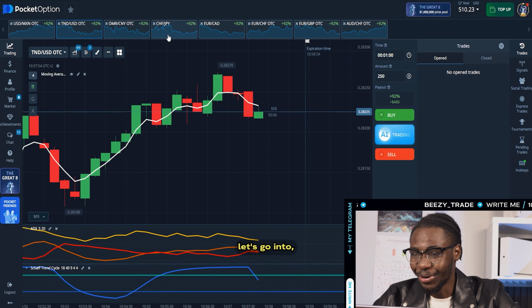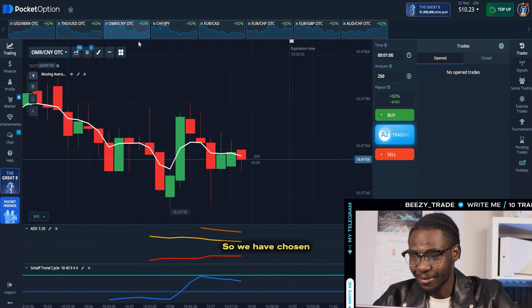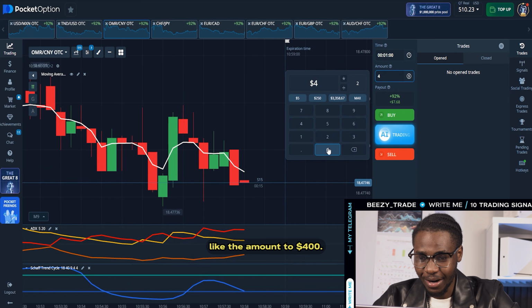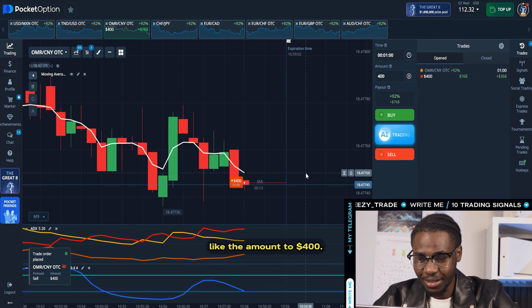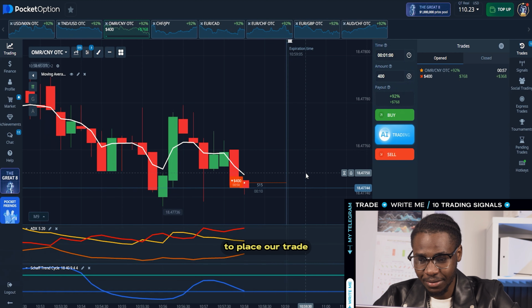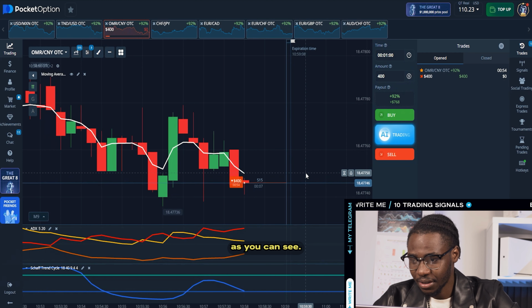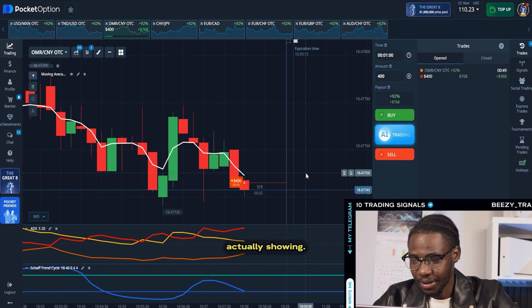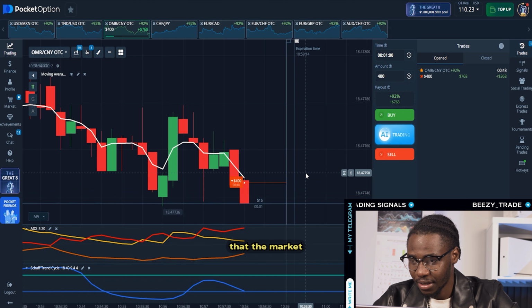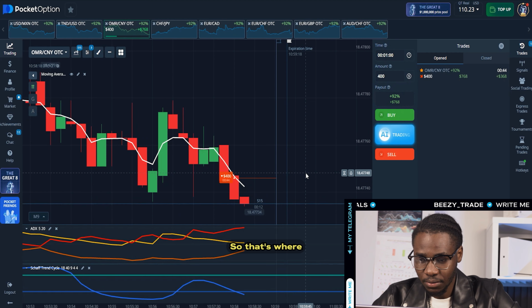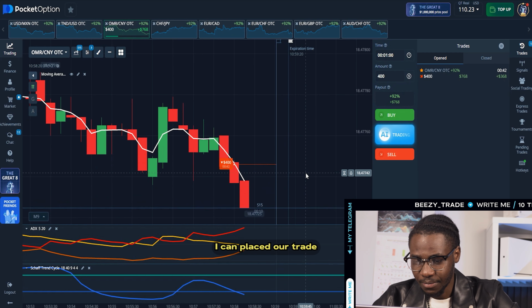So right now let's go into our second trade. We have chosen the currency pair. As you can see, let's just increase the amount to $400, and then we are going to place our trade on sale. So right now we have actually placed our trade on sale, and depending on what the indicators are showing, as you can see, they've been showing that the market has been moving down for a while. So that's why we have placed our trade on down.